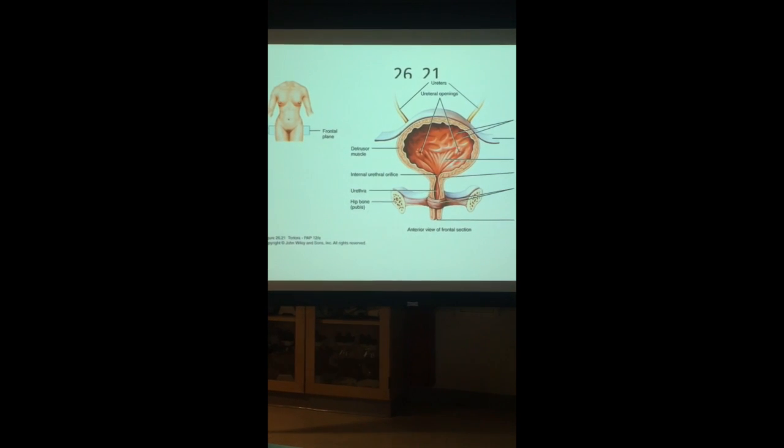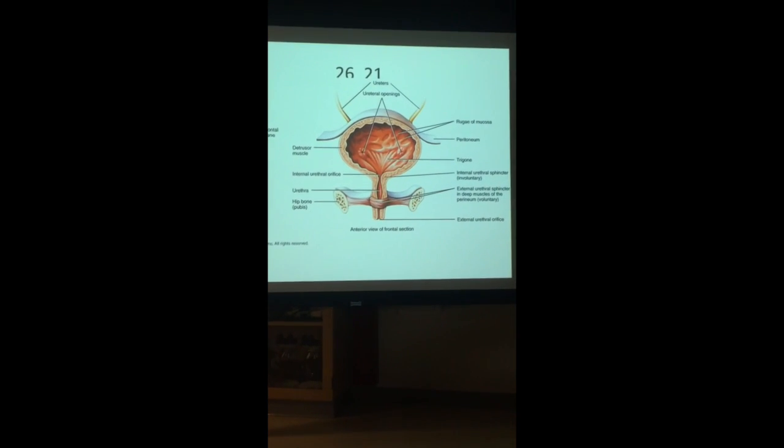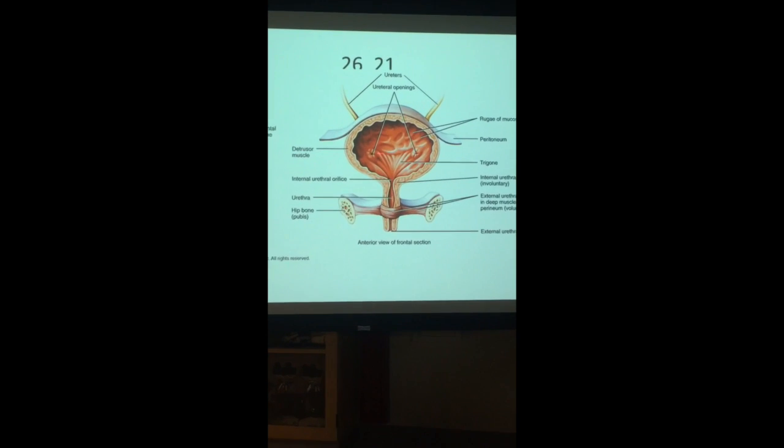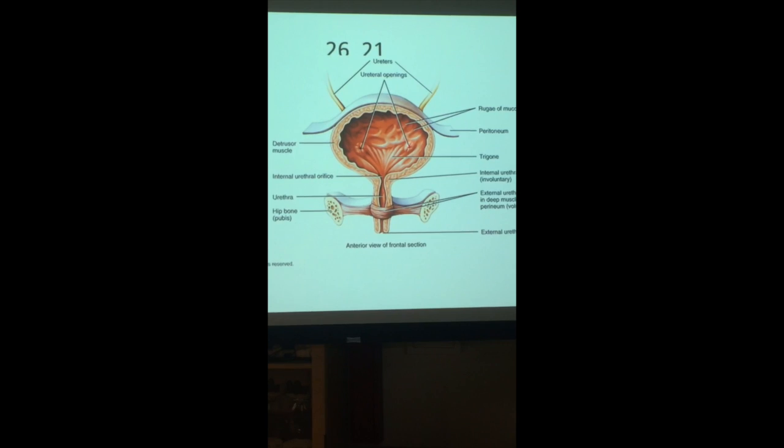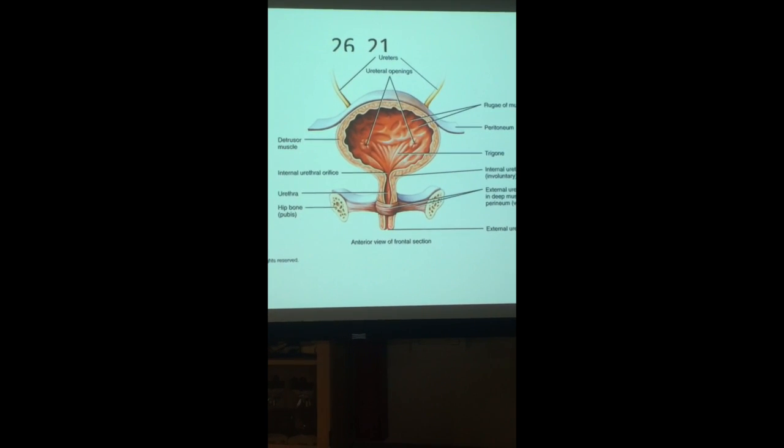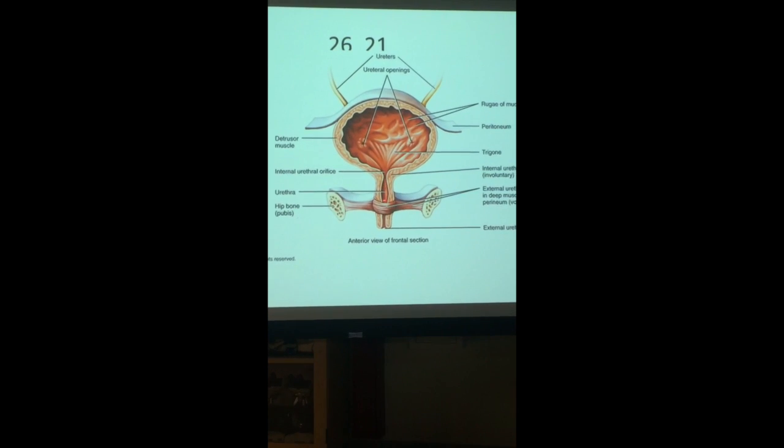Okay. Here is the trigone. It's like a little triangle right here. Here are the two places where the ureter actually opens up and empties into the urinary bladder, and then the urethra is from the bladder out. Okay. So this area here is a sphincter that you cannot control, and this area is the sphincter that you can control.